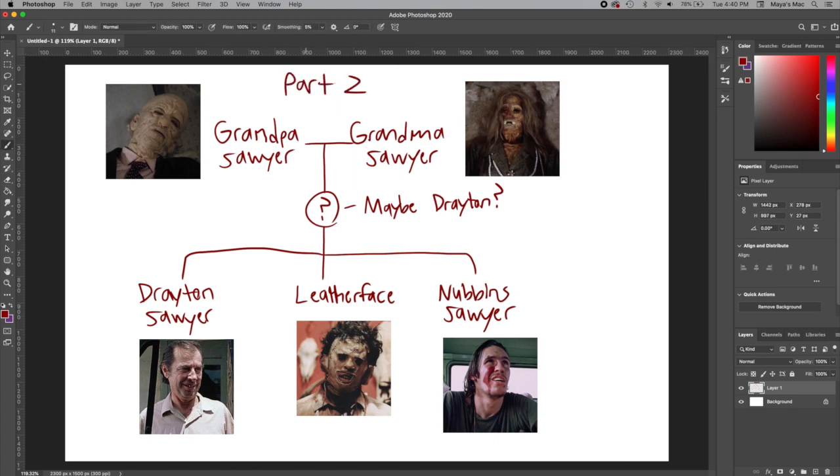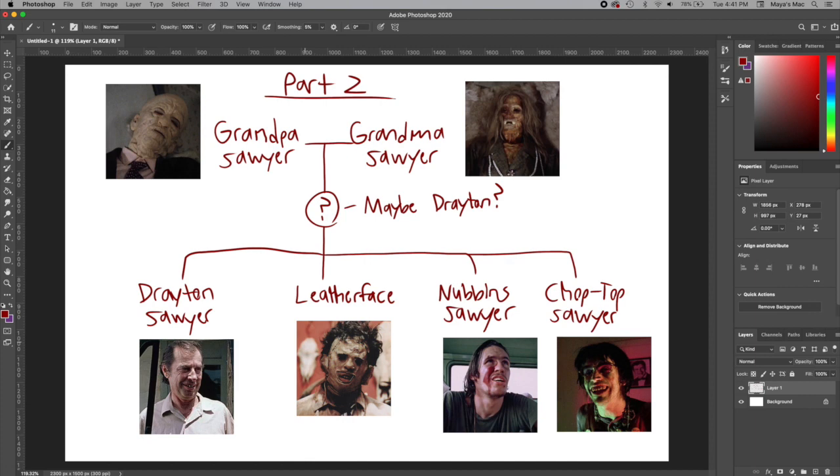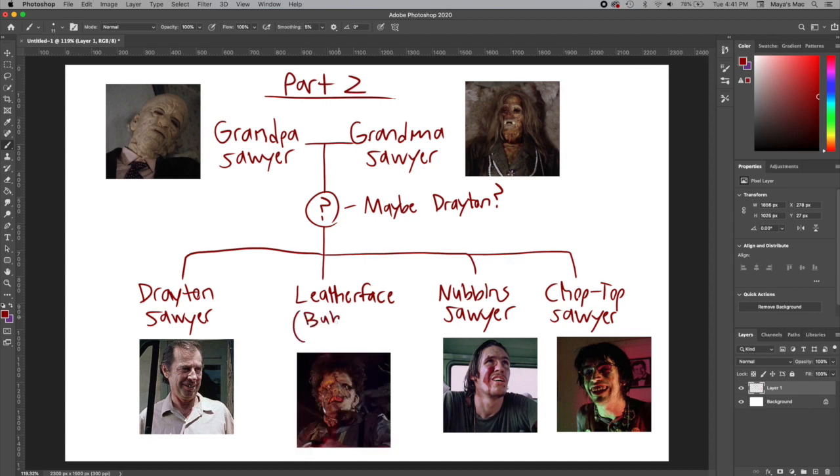So then we get part 2, and this movie is, like I said before, a very direct sequel, unlike most of the others. So we've got all the same family members, but now Chop Top is included, and he is Nubbin's twin brother, so another brother is added, and we get a name for Leatherface, Bubba, which is my favorite of his names that he will be given.